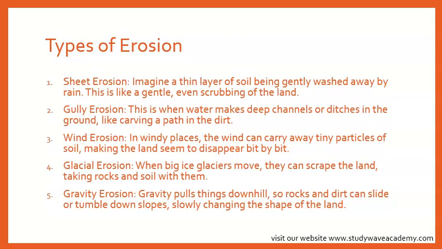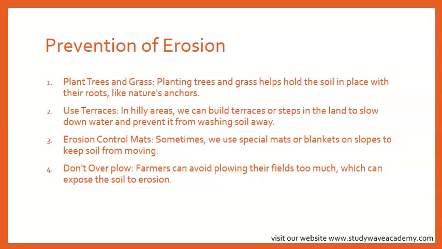So next we're going to be looking at prevention of erosion. How can we prevent erosion to keep the ground safe and sound? Plant trees and grass. Planting trees and grass helps hold the soil in place with their roots, like nature's anchors. So growing trees and grass to hold the soil, okay, it's like nature's glue.